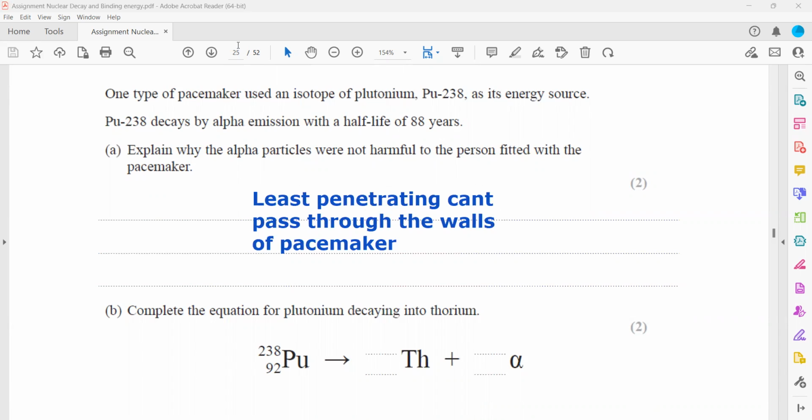Then complete the equation for plutonium decay into thorium. Alpha emission is there, nucleon number 4. So nucleon number decreases by 4, so this will be 234. And proton number decreases by 2, so it will be 90. Sorry, I put 4 here, it is 2. So proton number decreases by 2 and nucleon number decreases by 4.